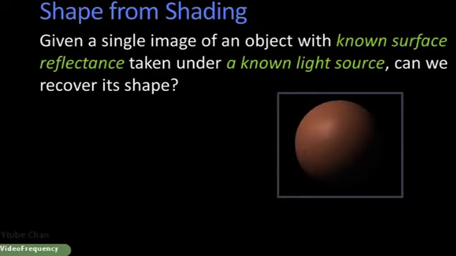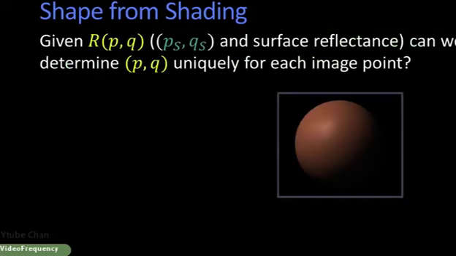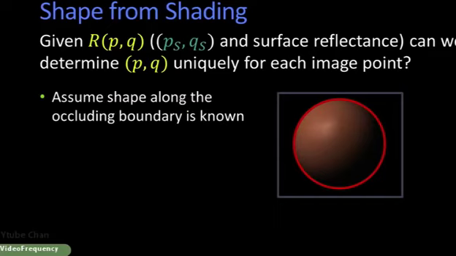Remember, here is our question. Given a single image of a known surface reflectance, so we know the albedo, with a known light source, can we recover its shape? As we said, that means given that R of PQ, can we determine PQ everywhere? And the answer is, well, I have to cheat a little. No, not cheat. I have to make some assumptions. Assumption number one is that, for example, at this boundary, which is already drawn in red, I'll do it again, we're going to assume the shape is known.